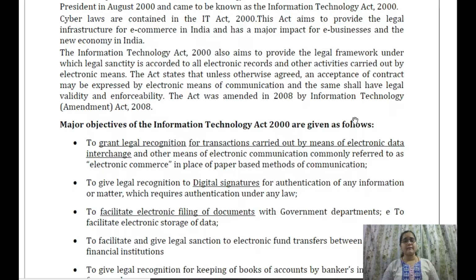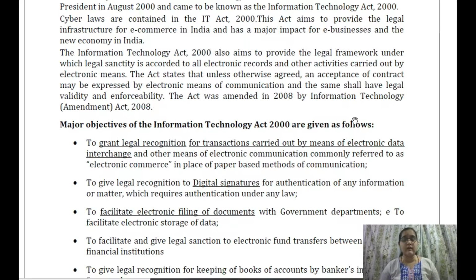Any transactions happening with the help of information technology or electronic data interchange, which is also called electronic commerce or e-commerce, taking place without the use of pen and paper, this Act is going to give legal recognition for those transactions. Then, to give legal recognition to the digital signature for authentication of any information. Then, to facilitate electronic filing of documents with government departments.